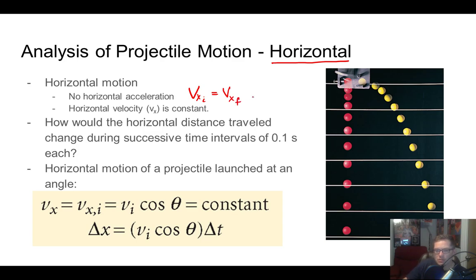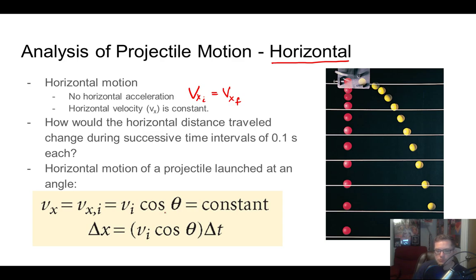So how would the horizontal distance traveled change during successive time intervals of 0.1 seconds each? The distance traveled for each time interval should be exactly the same, because the velocity is always the same. If we say that we move 1 meter in 0.1 seconds, that velocity is not going to slow down or speed up because there's no acceleration on it. So it's always going to remain the same. Every 0.1 seconds we've traveled 1 meter.